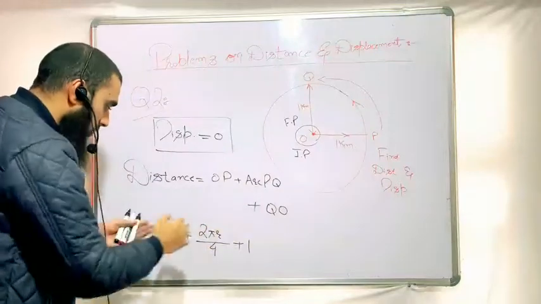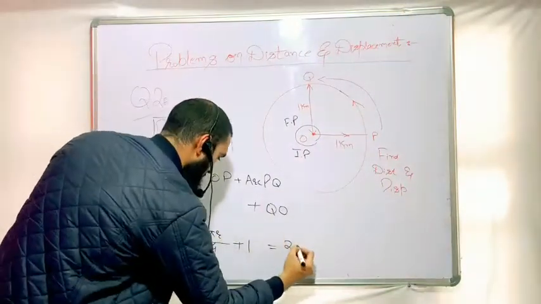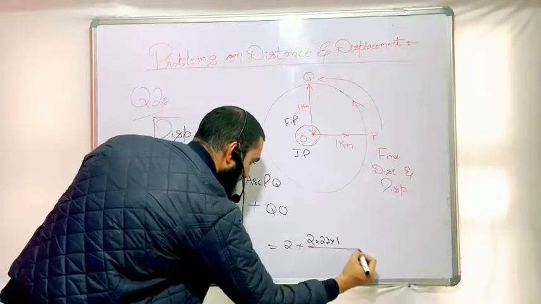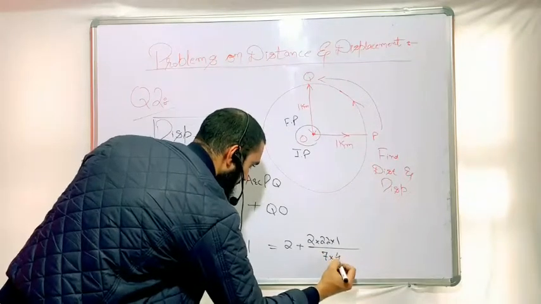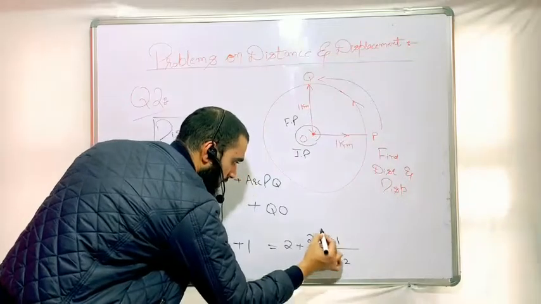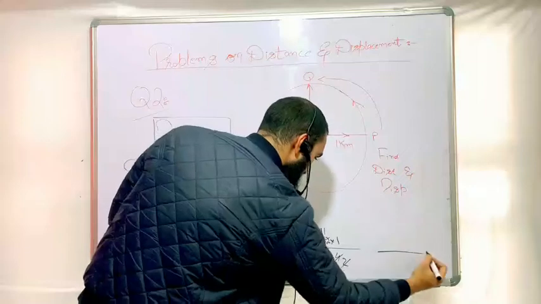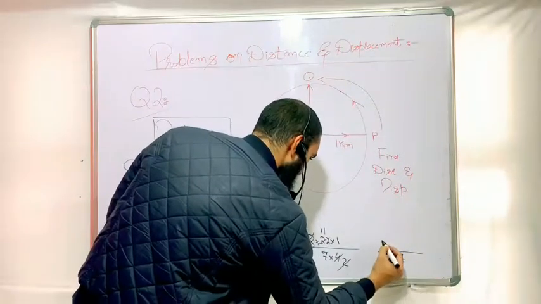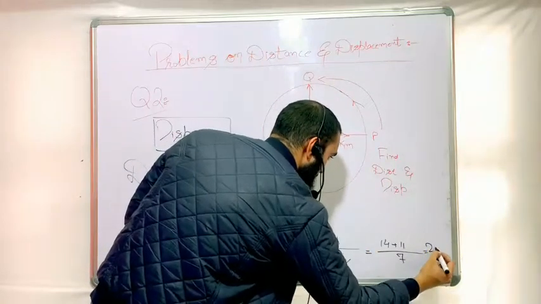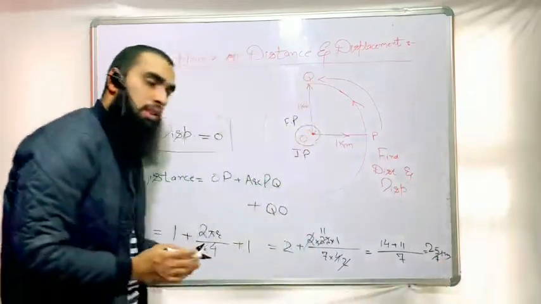So we'll simply solve this. It will be 1 plus 1, that's 2, plus 2 multiplied by 22 multiplied by the radius, which is 1, divided by 7 into 4. The 2 cancels, and 7 will be the LCM. 7 twos are 14, plus 11, that is 25 by 7 kilometers, is the distance.